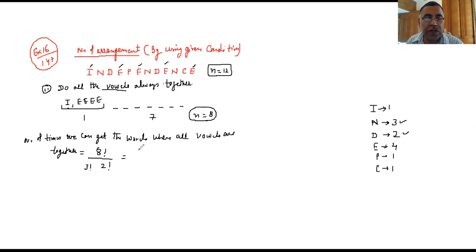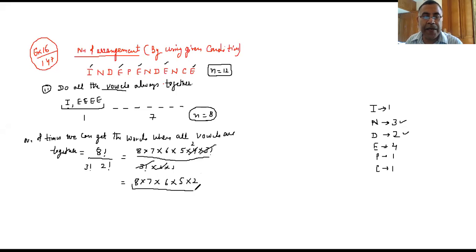So all the vowels together, I am treating it as a single word. So this is equal to 8 into 7 into 6 into 5 into 4 into 3 factorial, that is 3, 4, 5, 6, 7, 8 upon 3 factorial into 2 into 1. So 3 factorial goes with 3 factorial. 2 goes with this 2. So it is 8 into 7 into 6 into 5 into 2. So one part has come now.